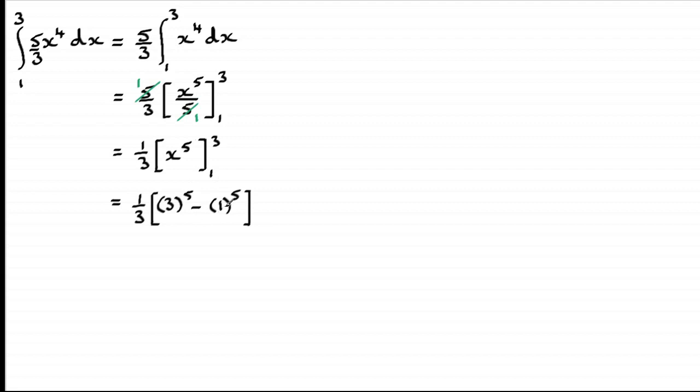So if you work out 3 to the power 5 minus 1 to the power 5, you're going to get 243, take away 1, that gives you 242 over 3. So well done then for those of you who are able to get that. Okay, it's another challenge in a way, okay?